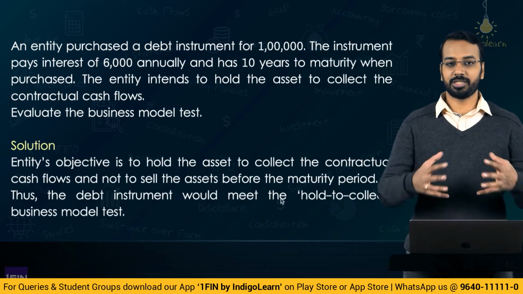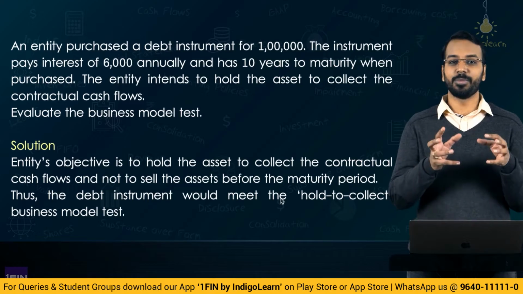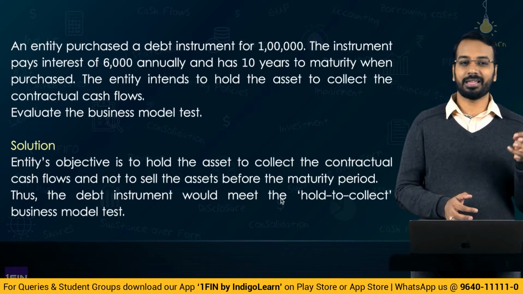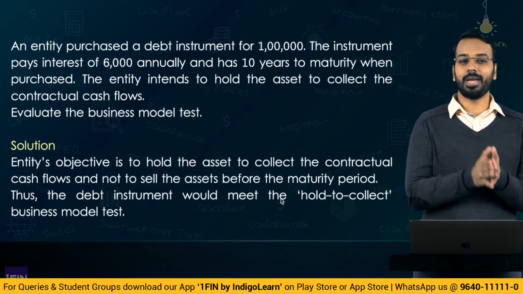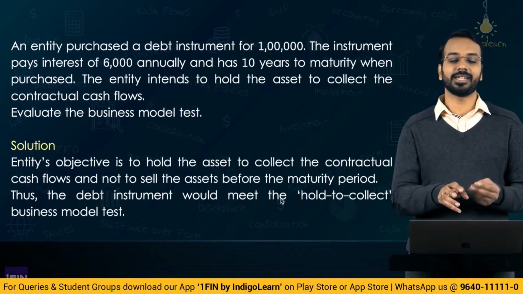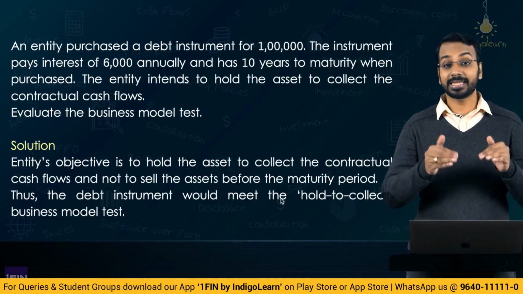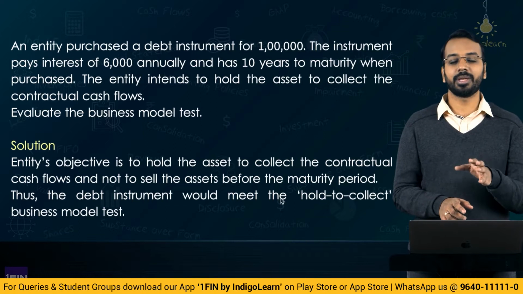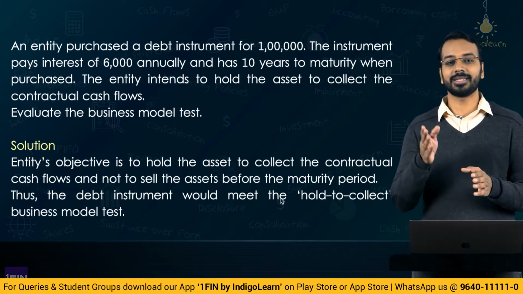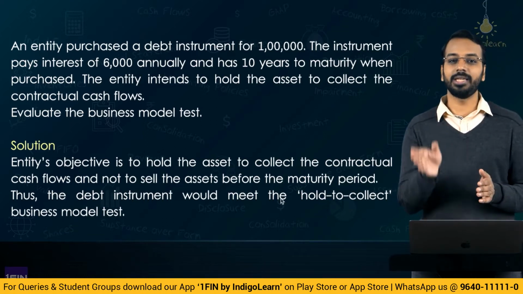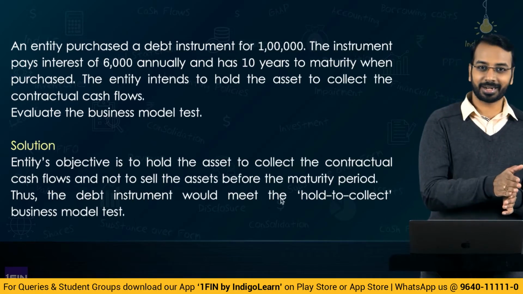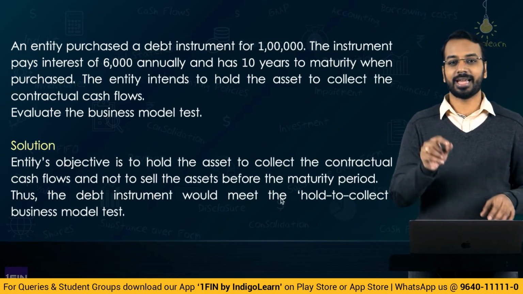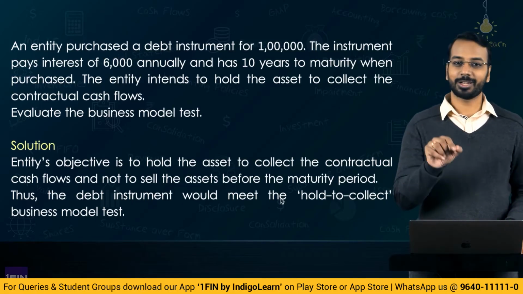Now, based on the two conditions that we just discussed, one is the business model test where the entity's objective is to collect cash flows, right? So we call it hold to collect, meaning you are holding the financial asset to collect the contractual cash flows. And second, the contractual cash flows should be solely the payment of principal and interest, that is SPPI, solely the payment of principal and interest. If these two conditions are satisfied, we classify the financial asset as measured at amortized cost, right?